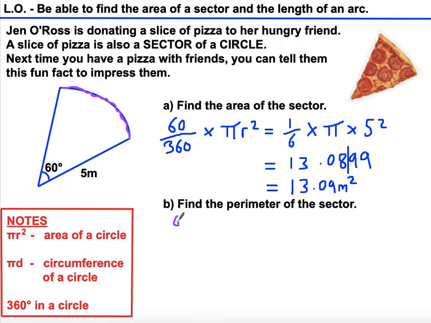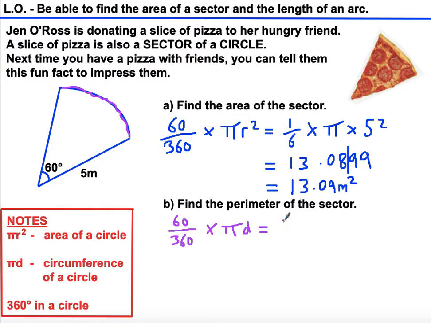It's 60 over 360 times pi, circumference is pi d. So we're going to multiply that by pi d. Pi times diameter. Now we don't have the diameter, but we've got the radius is 5 meters, and therefore the diameter is going to be 10 meters.